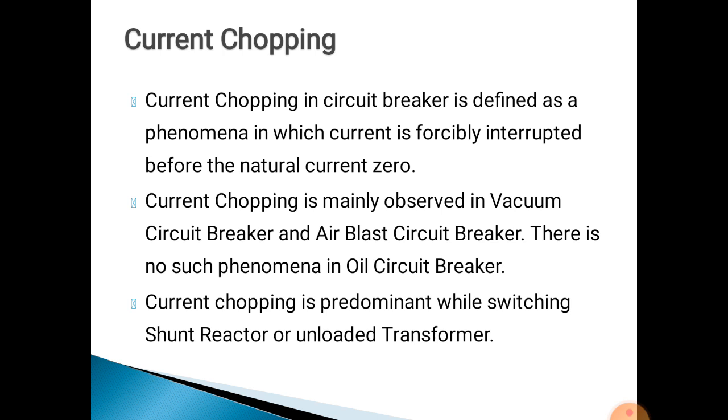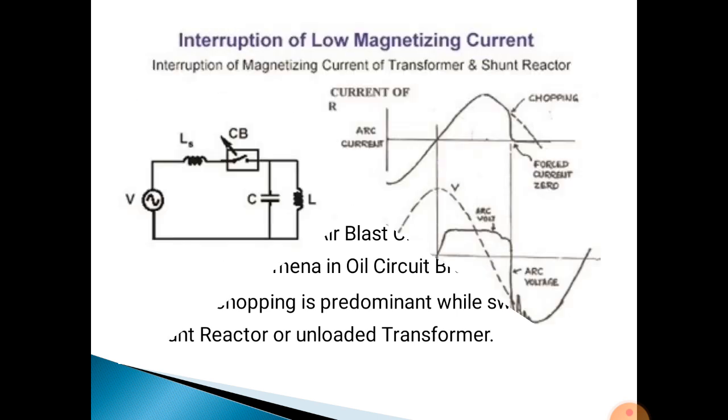The transient overvoltages due to current chopping are prevented by resistance switching. Already in the last class we discussed what is meant by resistance switching. Here, a resistance is connected across the circuit breaker contacts, and this resistance switching prevents the current chopping.